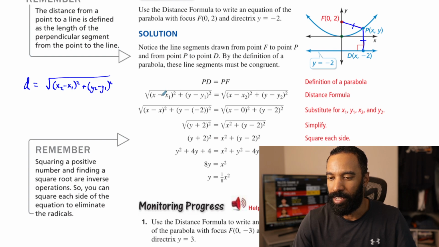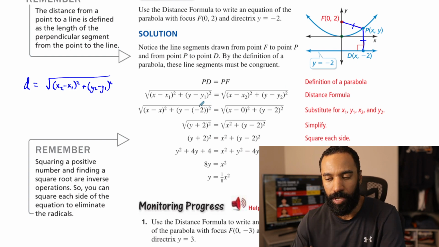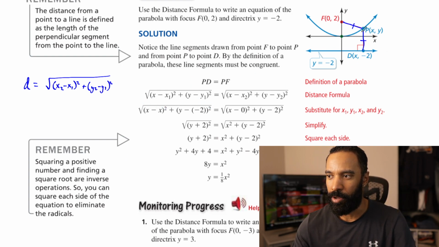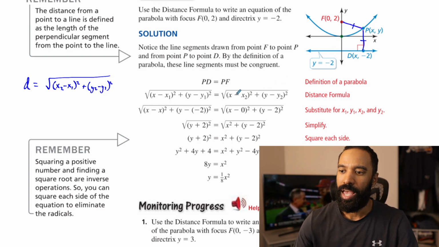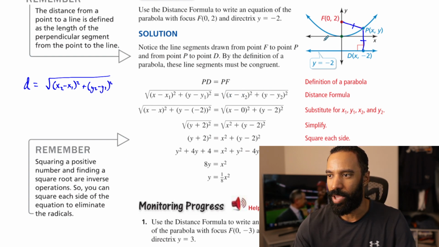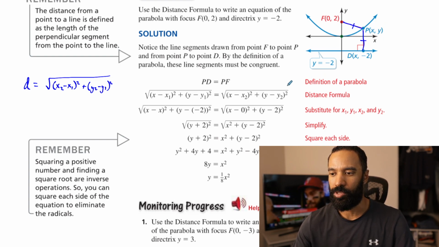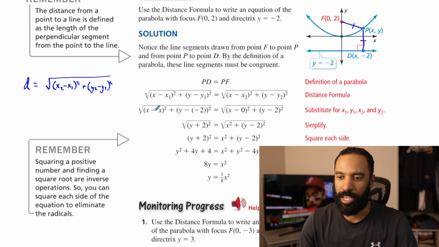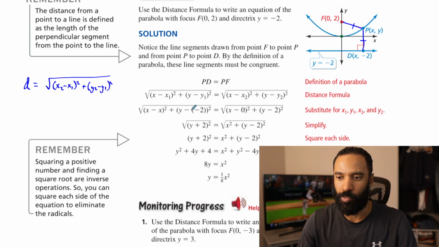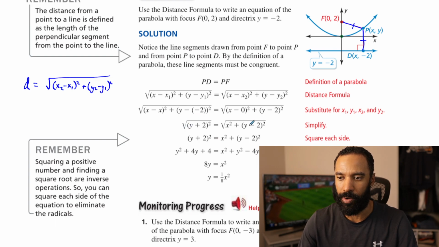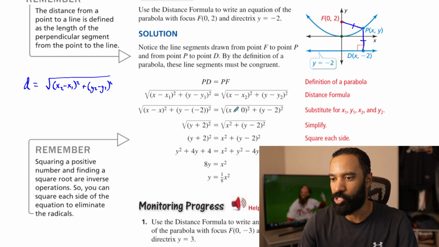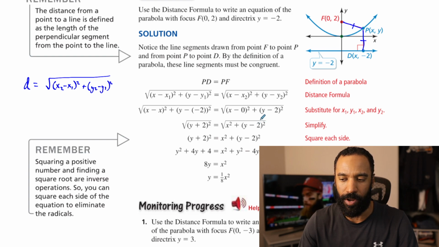Now, we can use the distance formula to say the distance PD from this x to this x: x minus x sub 1 squared, plus y minus y sub 1 squared. So my x minus x squared plus y minus -2 squared. That's using the distance formula from this point to this point, those x's and those y's. And it equals, from this x to this x, x minus 0 squared plus y minus 2 squared. So we're substituting here. x minus x is 0, 0 squared is 0, plus y plus 2 quantity squared, and you're taking the square root of that. And then here we have the square root of x squared, because that's x minus 0, plus y minus 2 quantity squared.